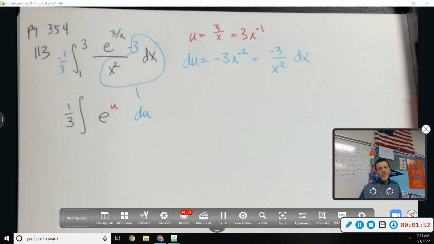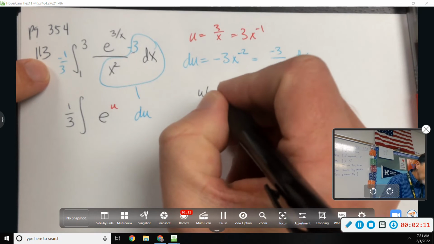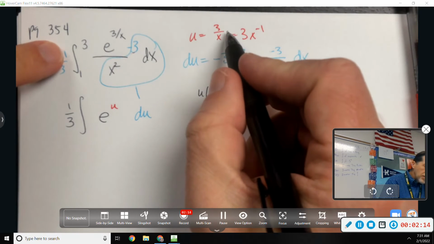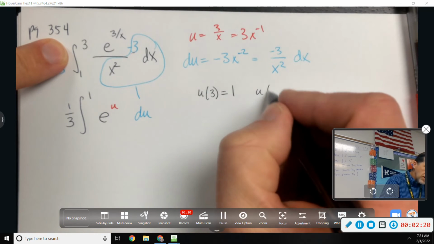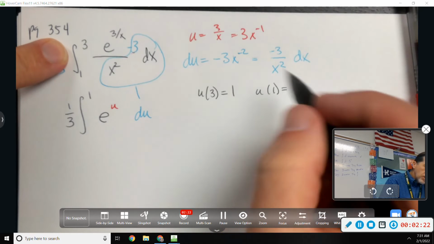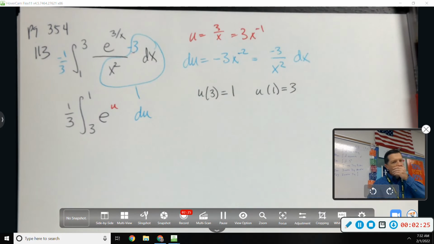Again, with the limits, you guys are split half and half on how you do this. Some of you stick with the u limits, others of you put the x stuff back in and go back to the x limits. And it's fine either way, just make sure you're careful on which way you're going. I originally taught it switching the limits to u, so I'm going to stick with that. So the top limit, if I plug in 3 over 3 is 1. And if I plug in the bottom limit, 3 over 1 is 3. So to further add to the confusion, when we switch limits, the 1 and the 3 kind of trade places.